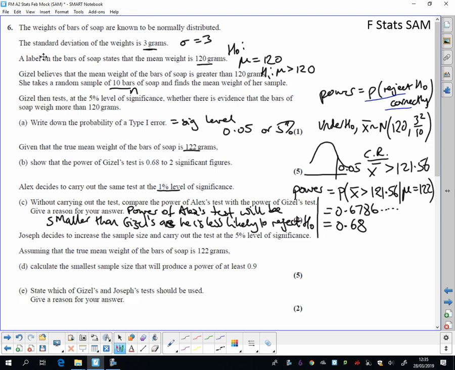You could also explain that in different ways. You could say the probability of a type 2 error has increased because the power is 1 minus the probability of a type 2 error, but I find that's the simplest way to think about it.